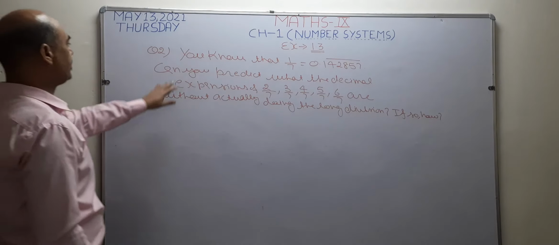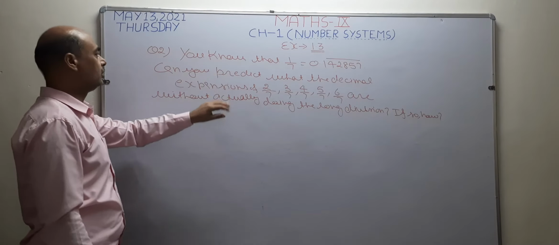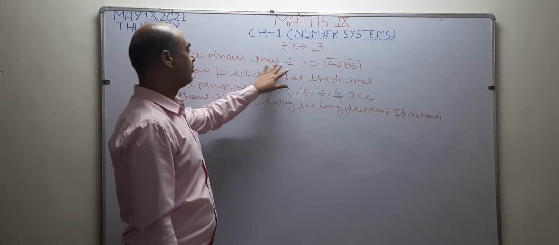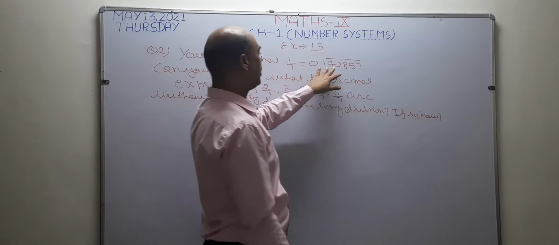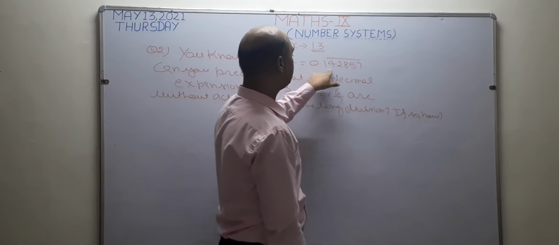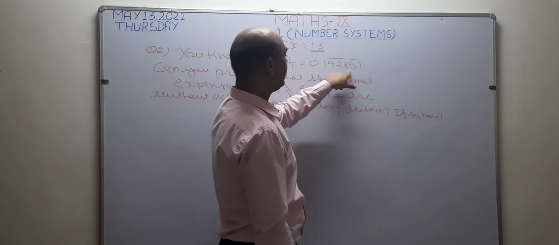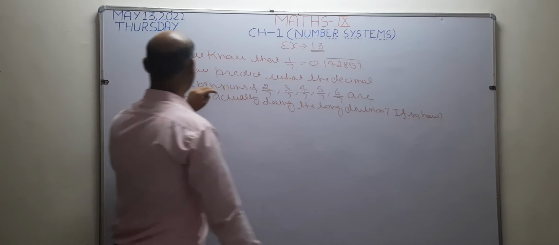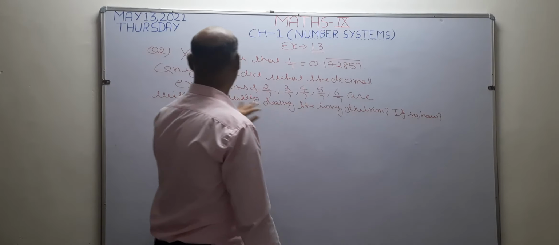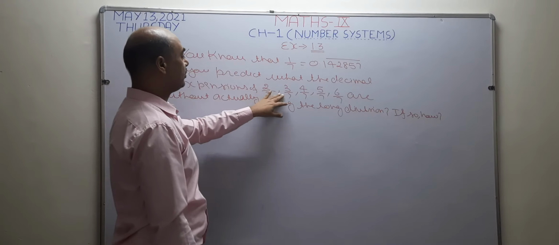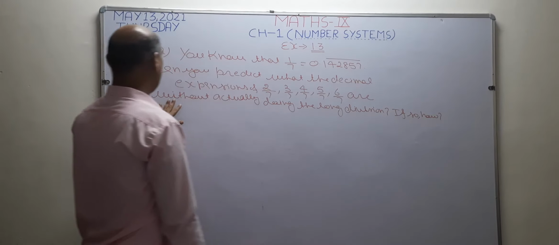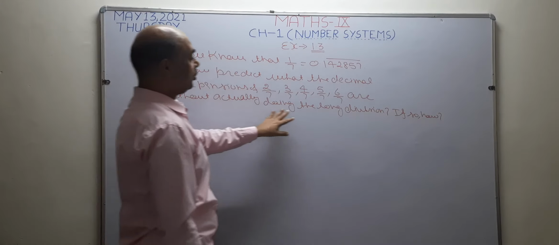Now I want to solve the second question of exercise 1.3. See what is given. You know that 1 by 7 is equal to 0.142857 with a bar. It means this decimal is known as a non-terminating and repeating decimal. Can you predict what the decimal expansions of 2 by 7, 3 by 7, 4 by 7, 5 by 7 and 6 by 7 are, without actually doing the long division method?